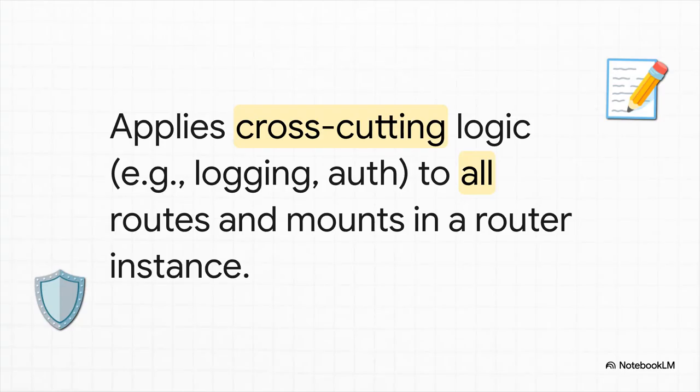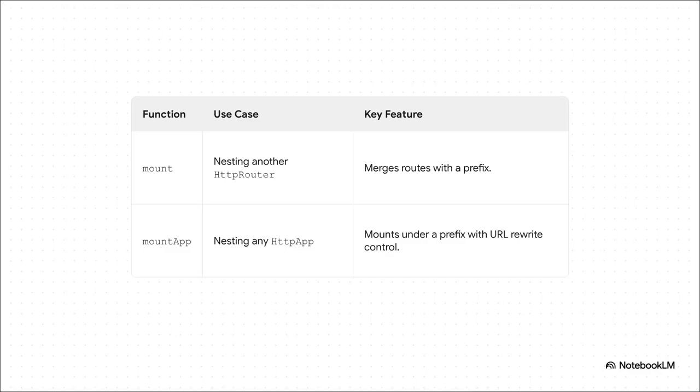First, let's talk middleware. This is a classic idea, right? You use the .use method to apply some logic to a whole bunch of routes at once. Stuff like logging every incoming request, checking for an auth token, or gathering metrics. It's perfect for that kind of cross-cutting concern.